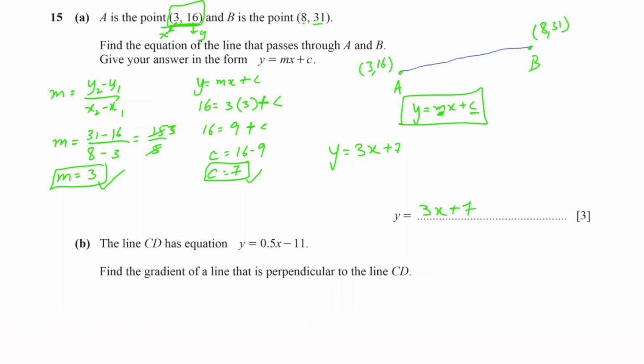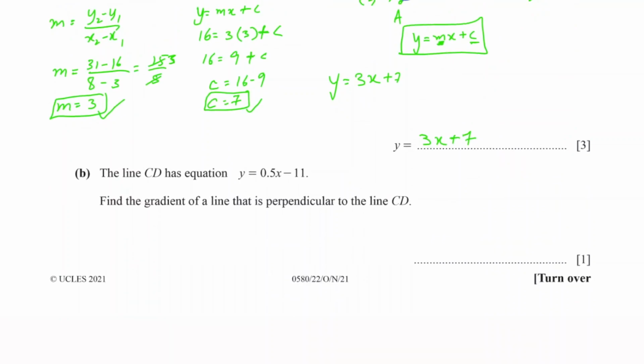Part B. The line CD has equation y equals 0.5x minus 11. Find the gradient of the line that is perpendicular to the line CD. So always keep it in mind, if we are already given an equation of a line and we have a gradient m, then another line perpendicular to that will have a gradient that is the negative reciprocal. The value was m, now it is the reciprocal, that is 1 by m, and negative of that.